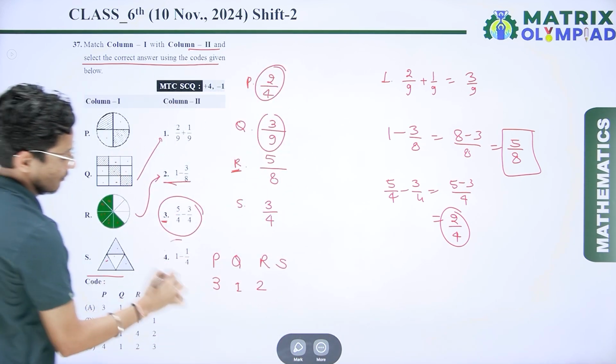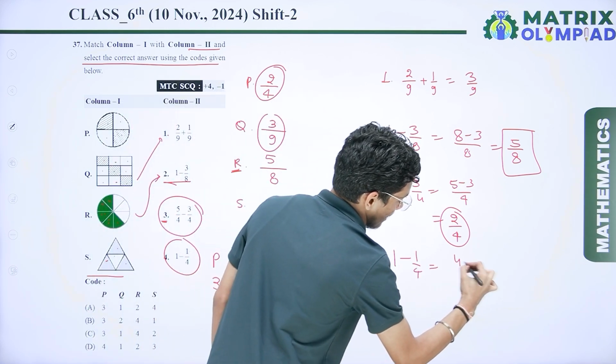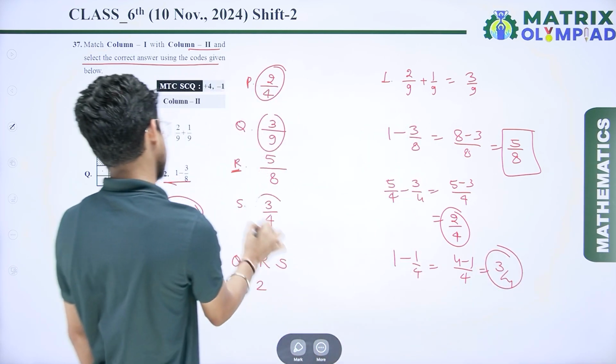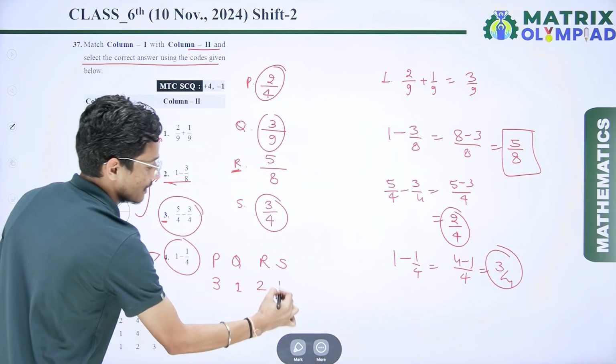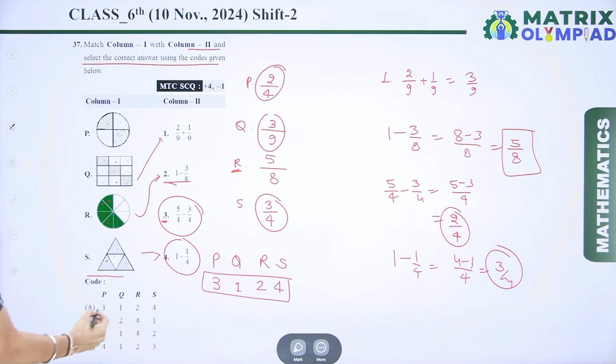And the last one, 1 minus 1 by 4. 1 minus 1 by 4 is 4 minus 1 upon 4. It means 3 upon 4. So where is 3 upon 4? S is connected to 4. So here S is connected to 4. So 3, 1, 2, 4. So here we have 3, 1, 2, 4. It means option number A is the correct answer over here.